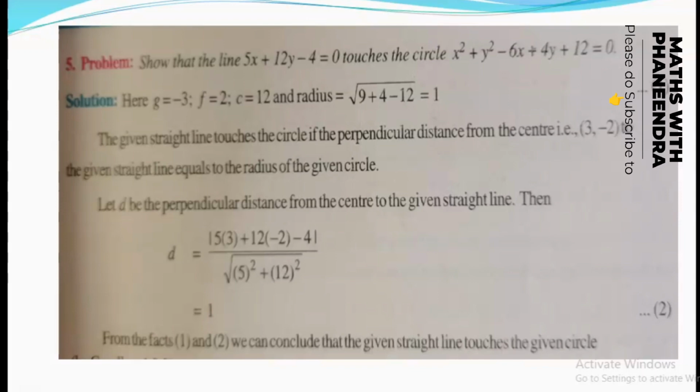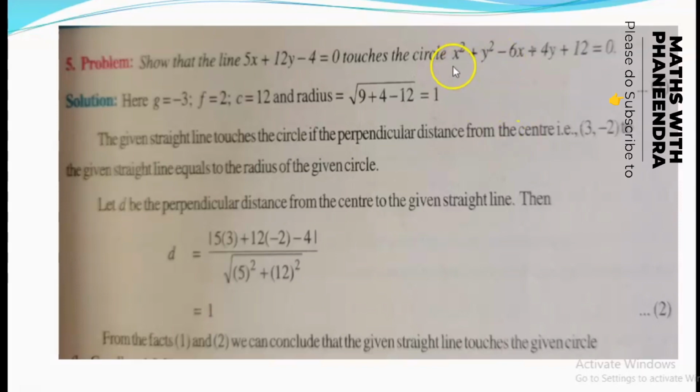I already said that first we calculate the radius of the circle, after that the center, and from the center to the line calculate the perpendicular distance. If you prove that r value is equal to d, then the line will become tangent to the circle. Now we will come to the answer.